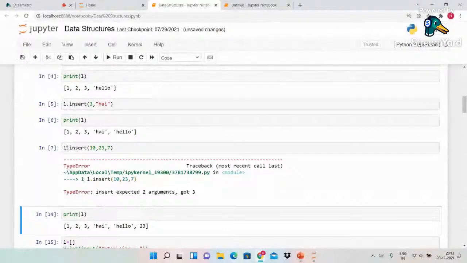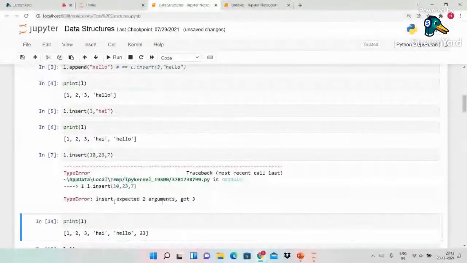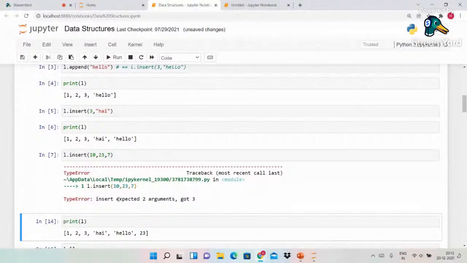So see, L is the list we have taken, and here we wrote insert with 10, 23, 7. And what is the type of error that it is throwing? Insert expected two arguments, got 3. Which means methods or functions have a set number of arguments. If you're familiar with C language and have dealt with functions, it will be easier to understand. Methods and functions are similar. Method is another name for functions. So they have arguments.